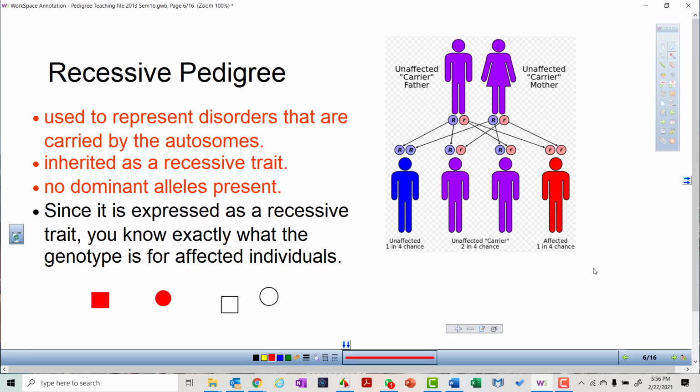Hopefully you understand how to do dominant pedigrees. So next are recessive pedigrees. With recessive pedigrees, it is just like you would think. I hope you're thinking. Think about what a recessive pedigree would look like before you even read this lesson.